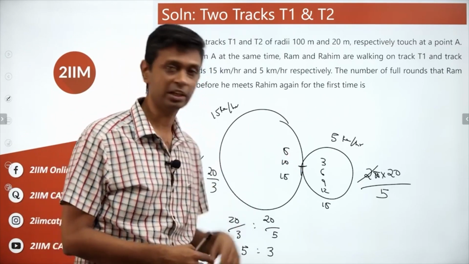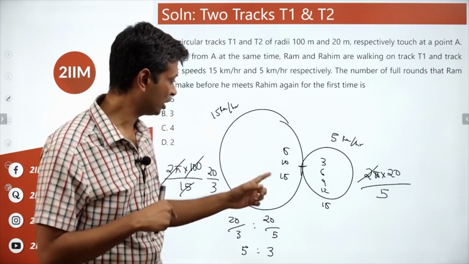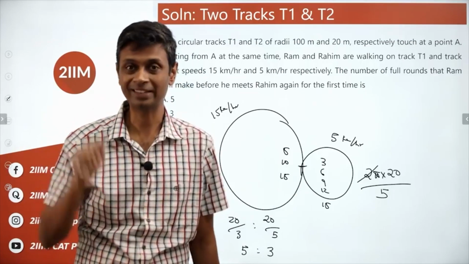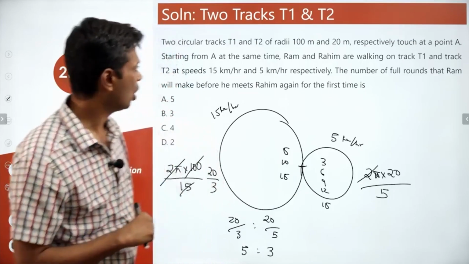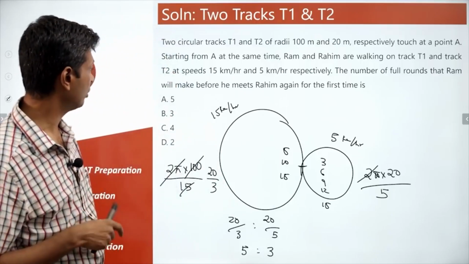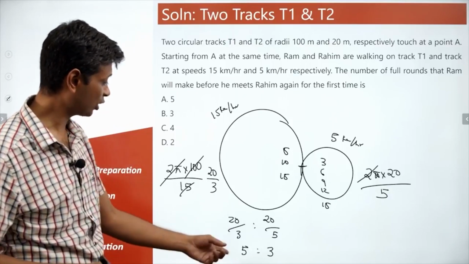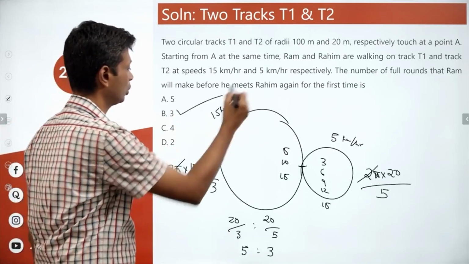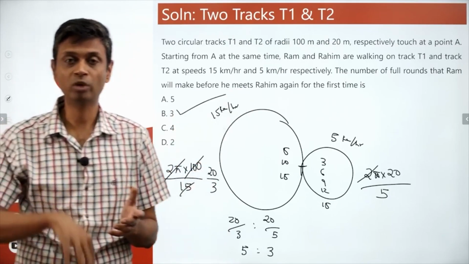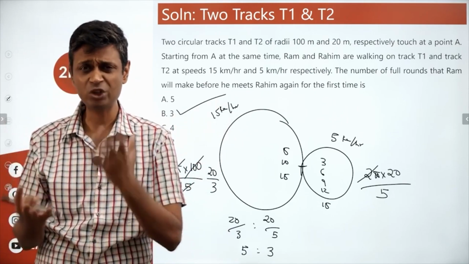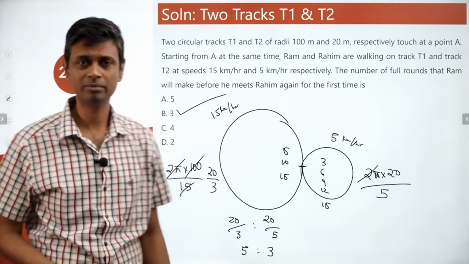Both of them meet here. That time, Ram would have done 3 rounds, Rahim would have done 5 rounds. And that's when they'll meet at the starting point again. Or the number of full rounds that Ram will make before he meets Rahim again for the first time: Ram takes longer time, so he would have done fewer rounds, 3 rounds. In that time, Rahim would have done 5 rounds. We just need to find the ratio of their speeds. Everything else doesn't matter.